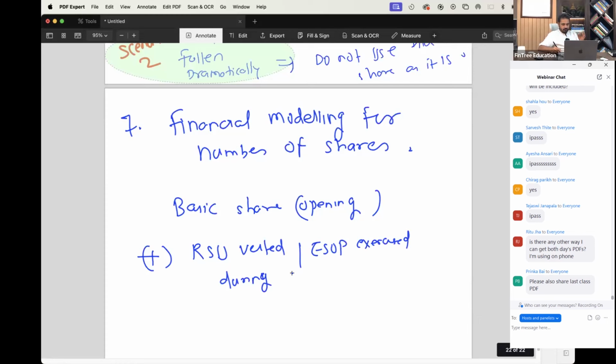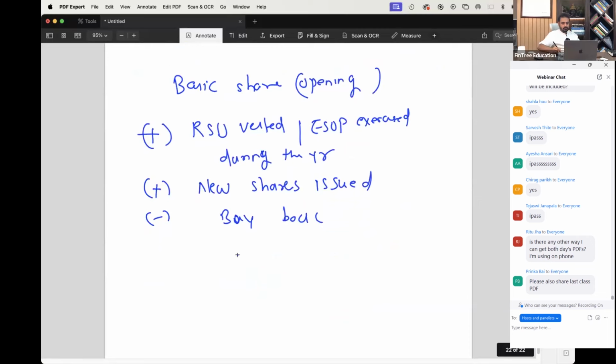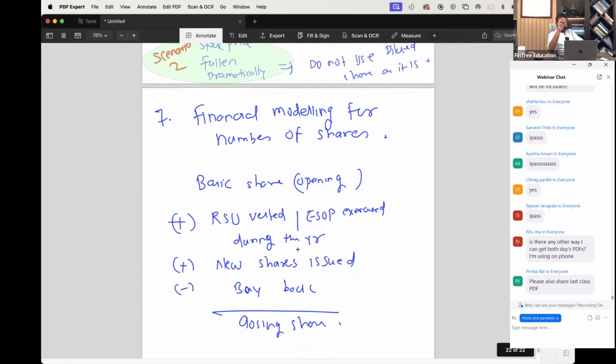Basic shares plus the number of RSUs vested or ESOPs exercised during the year, plus any new shares issued for whatever reason, such as raising money in the market, minus any shares bought back in a buyback. This will give you closing shares. Is that a general template? That is, the opening shares plus whatever new shares employees actually bought this year, plus new shares issued for some acquisition, maybe because I needed more funding, a preferential issue, whatever, minus shares bought back.